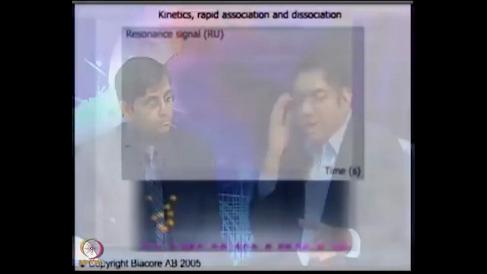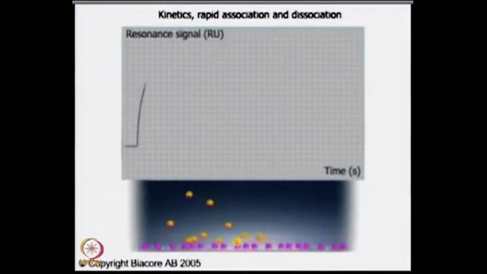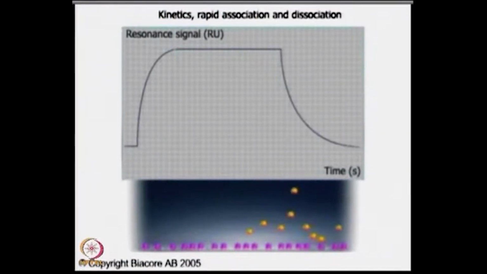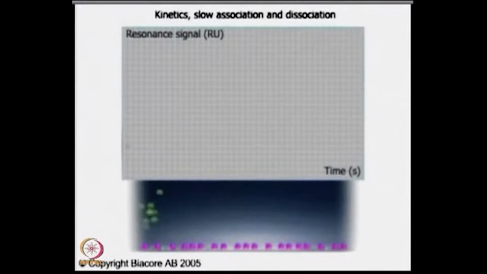The first example will be that of an extremely rapid association. So you see the slope of the curve goes up very fast and comes down extremely fast. So this is a rapid association and dissociation. Whereas if you see the slope of this curve that is about to come up, it is very slow association and very slow dissociation. So just by looking at these curves, you are able to tell if the interaction is fast or if it is slow. So these are some of the examples of the technology at work.